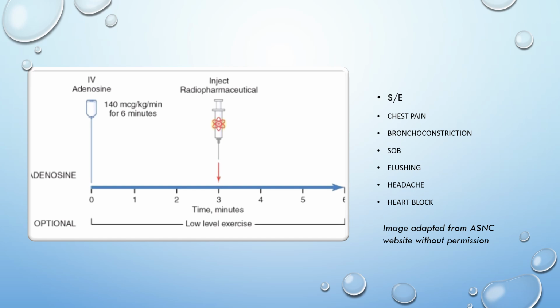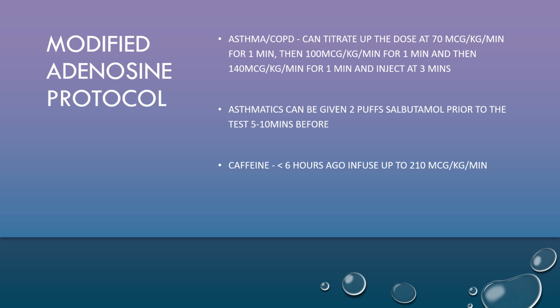So let's look at the schema for administration. It's given by IV, the dose of 140 micrograms per kg per minute. It will be given over 6 minutes. 3 minutes after the start of the IV adenosine, while the infusion is still going on, the radio tracer is injected, and we wait according to the rules of whatever tracer it is that we're using before the patient is put into the gamma camera.